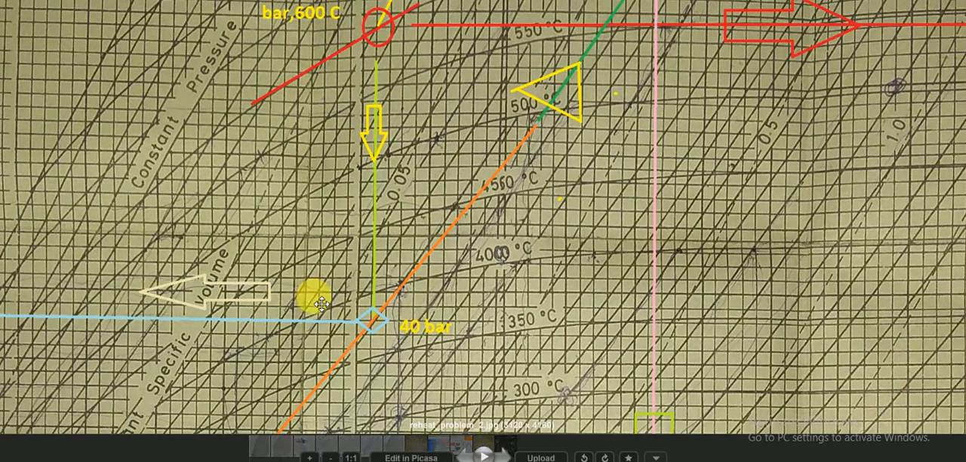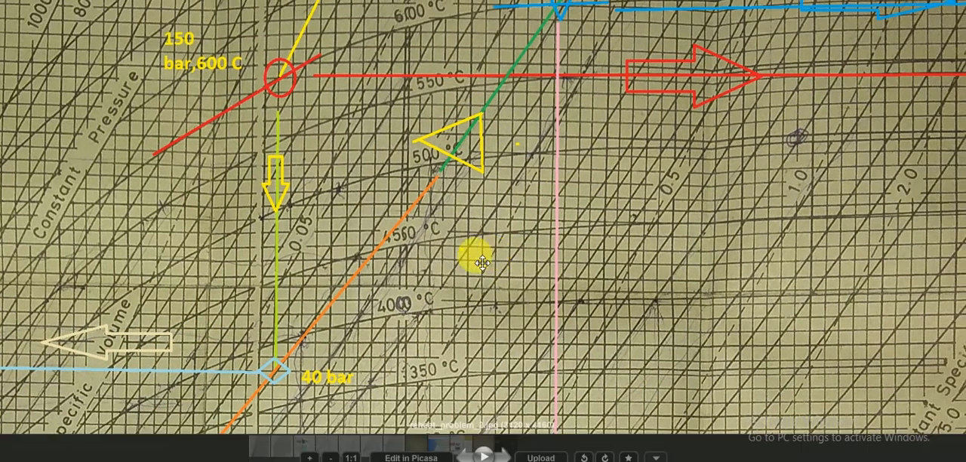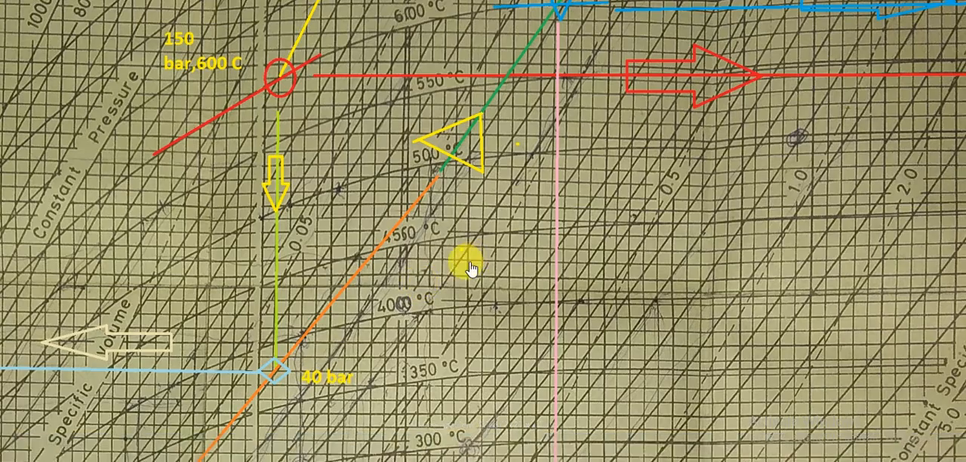After noting down the value of H4, we know the expansion has taken place from high pressure 150 bar to another pressure, 40 bar. This is the high pressure turbine, and the expansion takes place through the higher pressure. Now at 40 bar pressure, the steam will be reheated again.